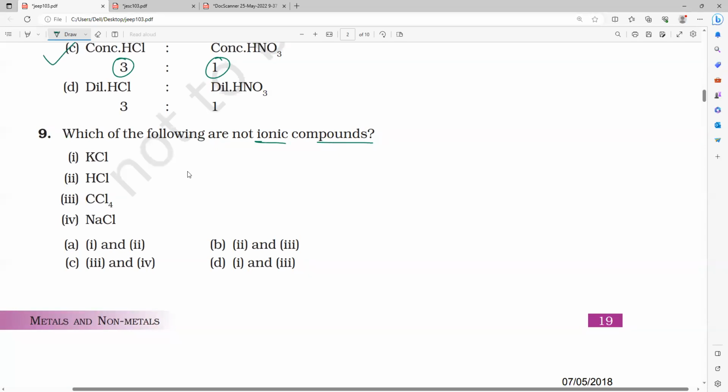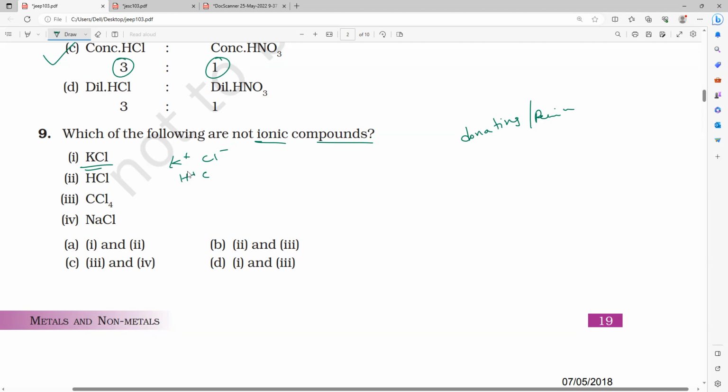Ionic compounds means what, guys? By exchanging what? By donating and receiving electrons. So donating as well as receiving electrons must be there. KCl: K plus and Cl minus. HCl: H plus and Cl, but H plus won't be formed. So there is sharing of electrons.